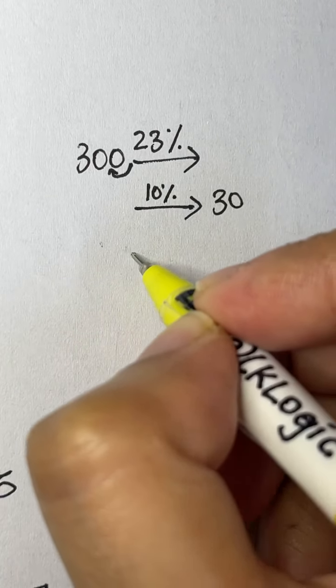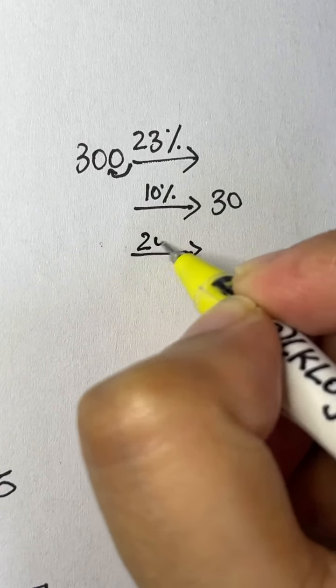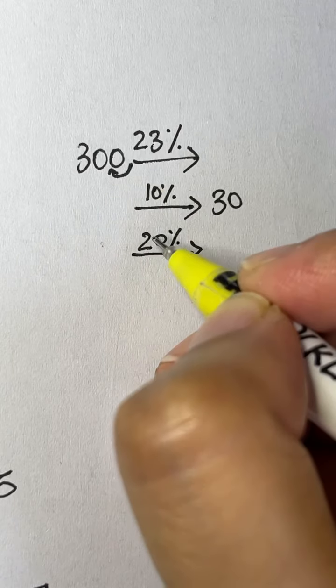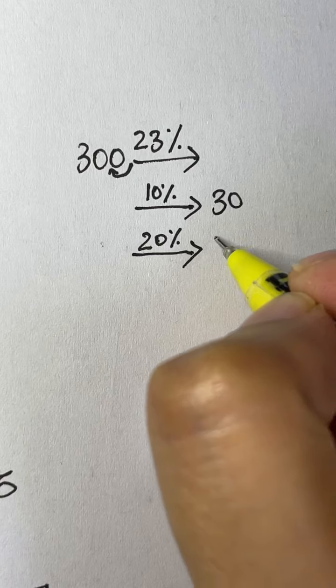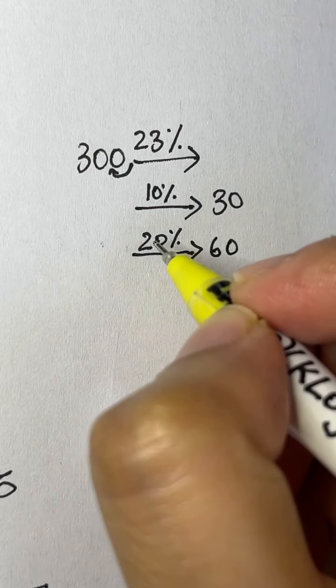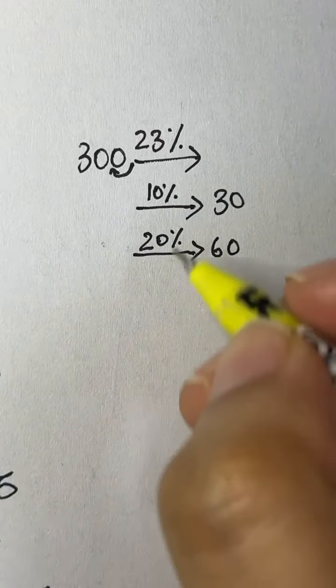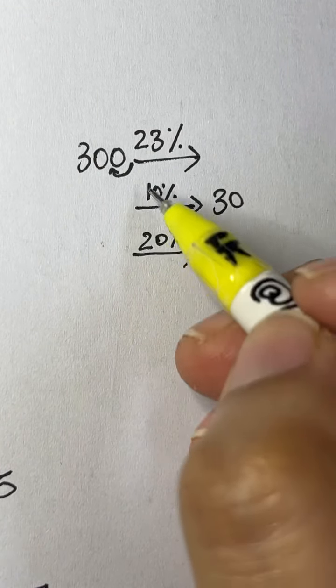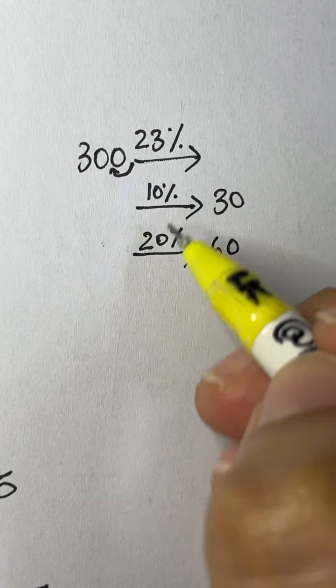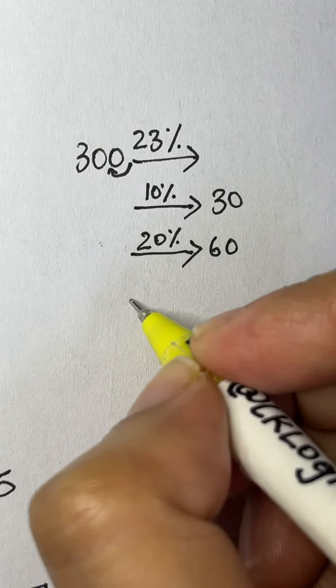Now what will be 20%? 20% is just twice of 10. 10 times 2 gives you 20. So 30 times 2 will give you 60. So 20% of 300 is 60. Now you have 3%. So you cannot take 5% or half of 10 or anything like that. So what we do is we find out 1%.